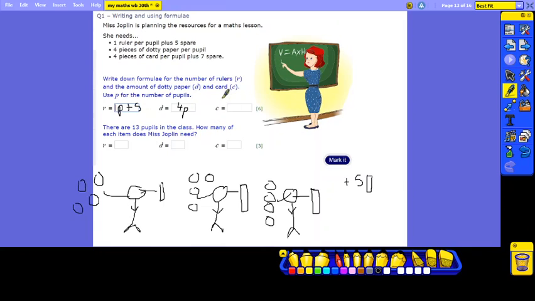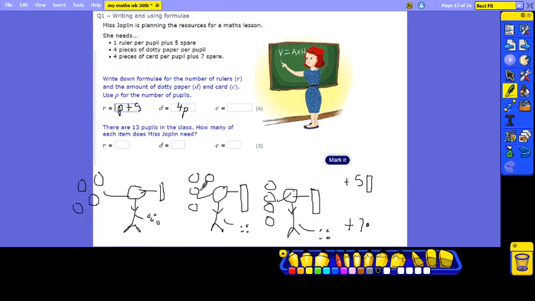So let's look for C then, the number of card. So I've got 4 pieces of card per pupil plus 7 spare. So I've got 1, 2, 3, 4 again. This one's getting 4 again, 1, 2, 3, 4. And this one gets 4 pieces of card, 1, 2, 3, 4. But I've also got some spare just in case. And I've got 7 spare pieces of card.